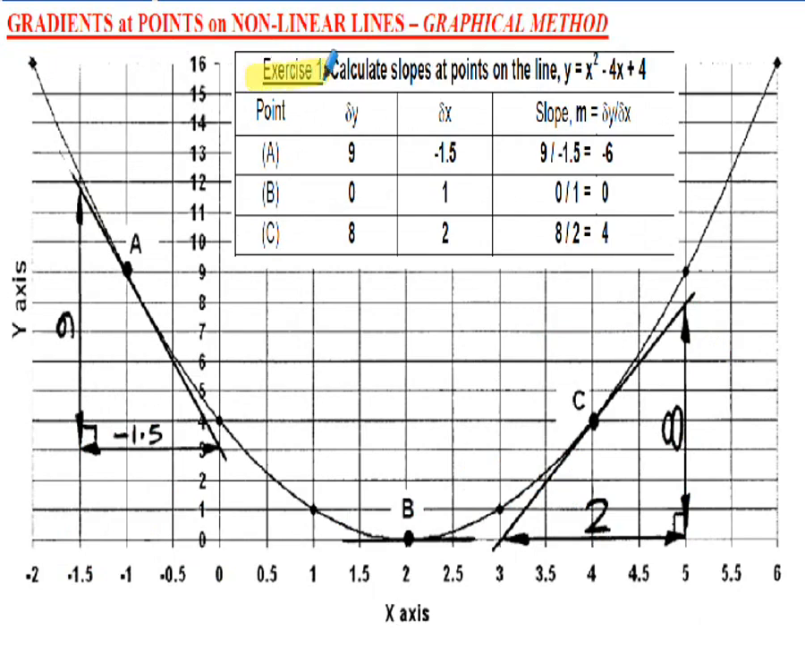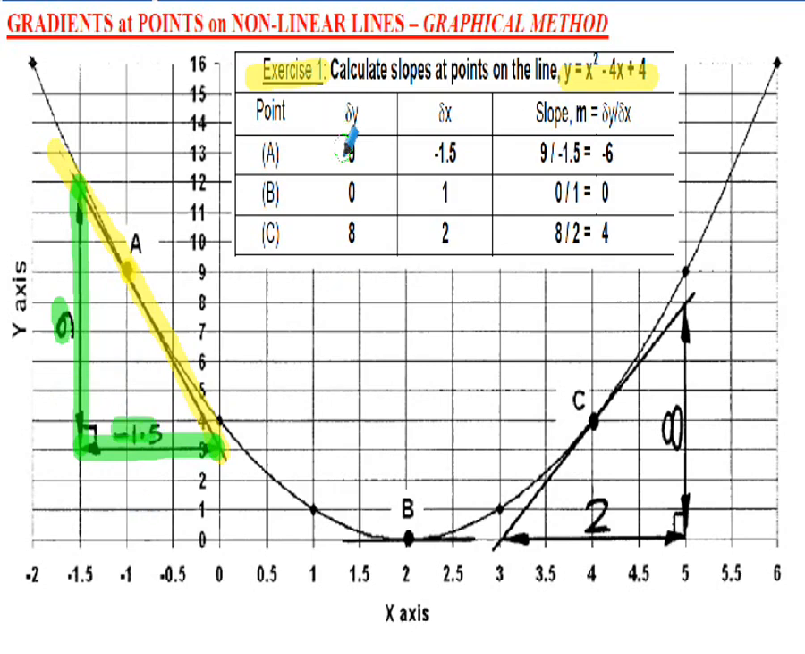So here's my solution to exercise 1, trying to calculate the gradients at points A, B and C on our quadratic curve y equals x squared minus 4x plus 4. So at point A, I tried to draw the best tangent I could to that point here. Then I took 2 points on that tangent, and I drew a right angled triangle, and I worked out the coordinates of the vertical side of the triangle, 9, and the horizontal side, minus 1.5.